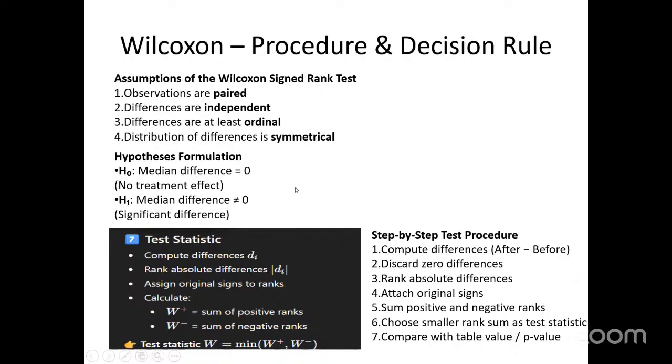The test scenario, the difference between the Wilcoxon signed rank test and the sign test, and the decision rule. Are these three parts clear to everyone, or is there any part to re-explain?